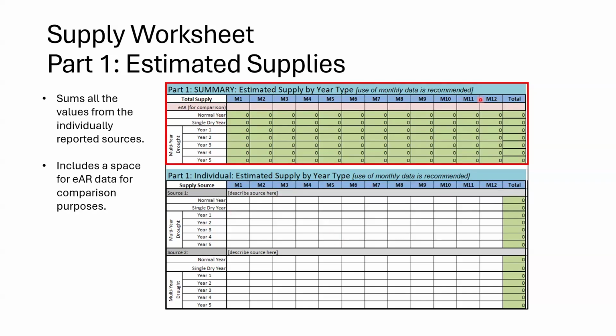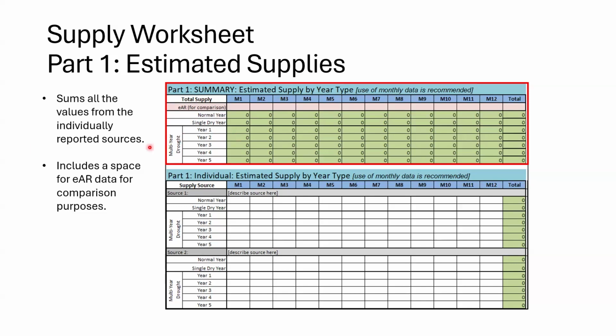And then looking up here in this estimated supply summary section, all the data that you insert into your individual water sources down here in the individual section are going to be summed up into this summary table up here. So for example, the data that you put for a normal year month one in this cell and a normal year month one in this cell for two different sources are going to be added together, and then it will be put up right here in these green cells. As mentioned, the green cells mean that there's a calculation formula. And that will happen automatically, so you don't have to add up all the data yourself. It's going to show up right here in this big summary table.